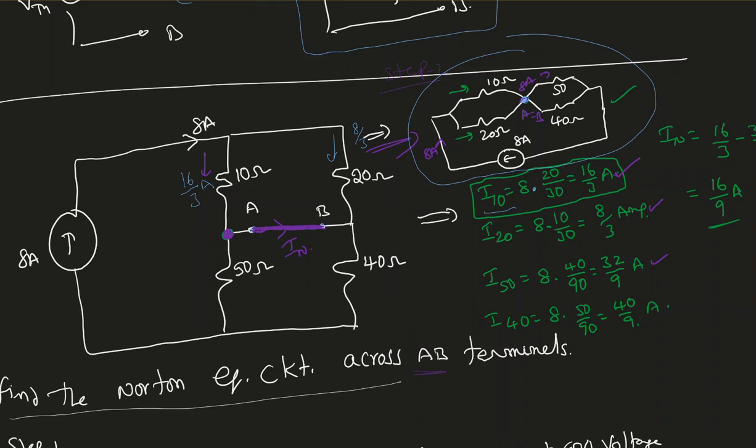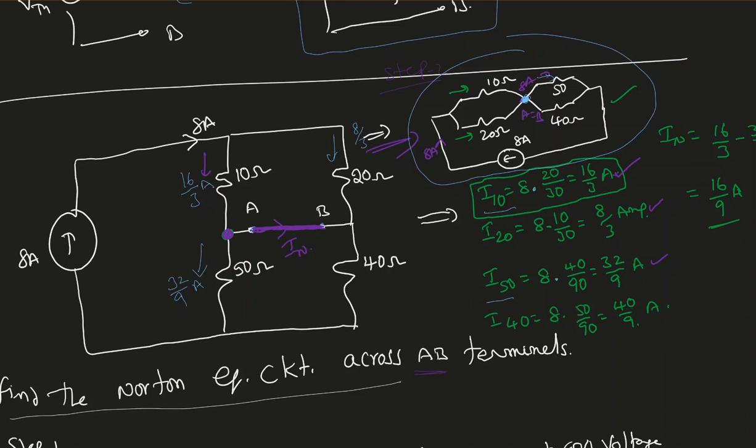In a similar way, I found the current passing through the 50 ohm resistor, because whatever current comes here is going to rejoin again as 8 ampere. Again, it's going to split in 2 different ways. So I found I50, which is 8 multiplied by the opposite resistance, which is 40, divided by the total resistance 40 plus 50, which is 90, ending up with 32 over 9. So the current passing through this is 32 over 9 ampere.